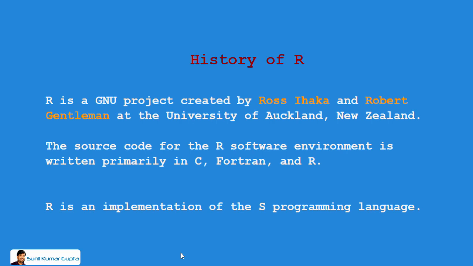But why has R been invented? Because S programming was not open source, it was paid license software. That's why R has been invented, because R is free and open source.